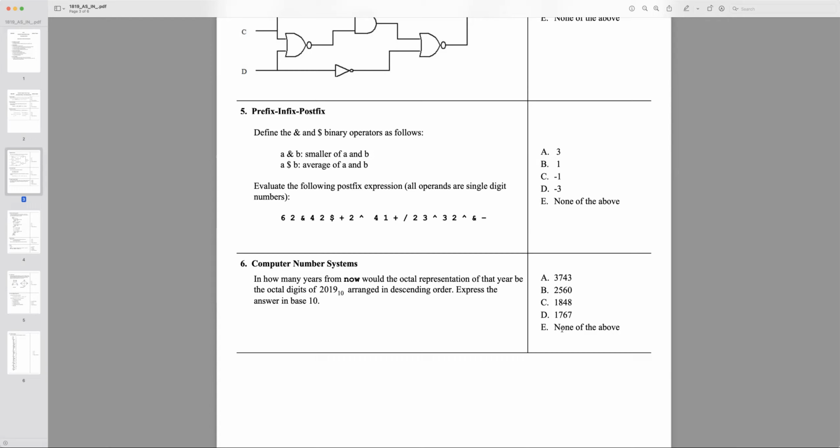Okay, thank you, Ian. Let's move on to the next one, which is prefix infix. You guys can probably read what it says. The ampersand means the smaller, and this dollar sign means the average, and we have to evaluate the following postfix. Doesn't seem too hard, right? All right. Let's try that. Give me a second, please. Something's not working.